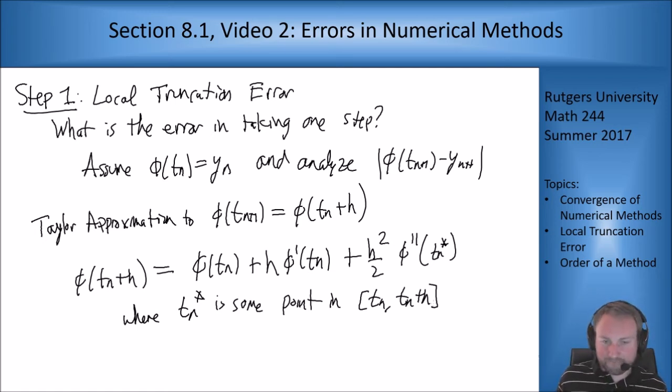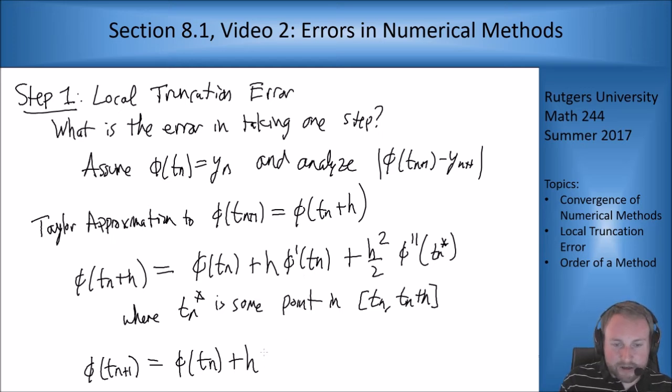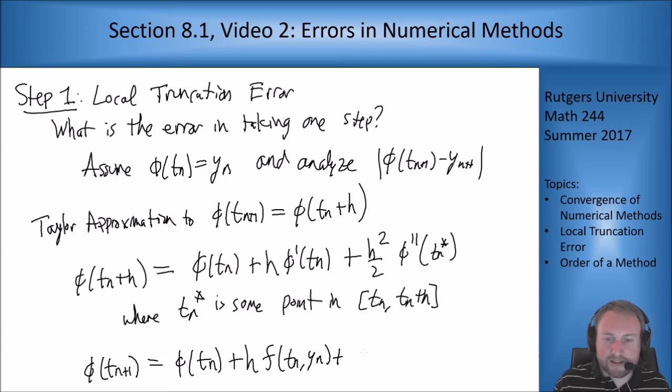Now we can plug some things in, right? So let me rewrite this one more time. So phi of Tn plus 1 equals what? It equals phi of Tn plus h. Now what is phi prime? Phi prime at Tn is just f, right? Because my ODE is dy dt equals f. This is just f of Tn yn plus h squared over 2 phi double prime of Tn star.